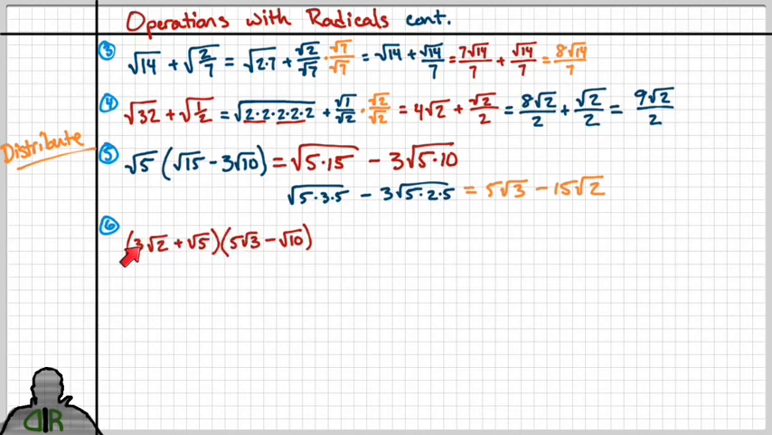The outers, which is this one and this one. The inners, which is this one and this one. And then the last, which is this one and this one. Okay, so that's the FOIL method. So let's go and do that.